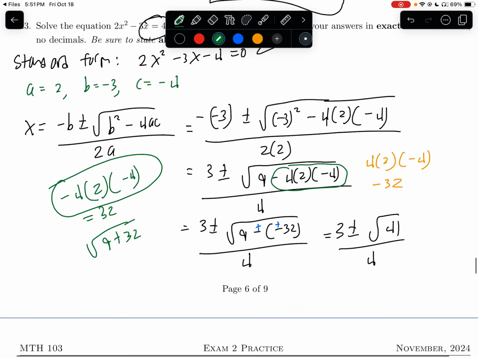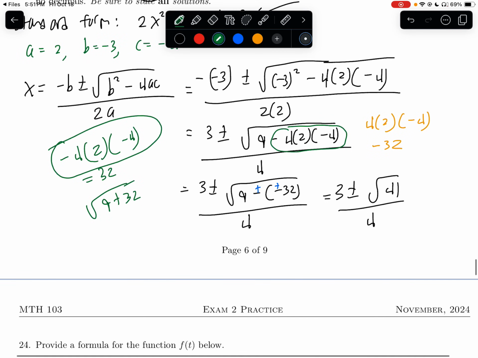Either way you want to do it is fine. Just be sure that you're not losing track of it: you have a negative here and you have a negative here, and so you're really adding these numbers together, and your answer here should be positive 41.